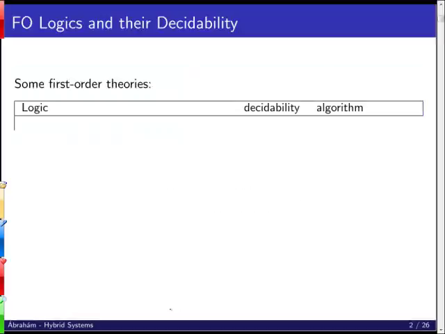So, decidability. We have already seen some first-order logic, for example, propositional logic. Is this logic decidable? My answer is very easy. Is it decidable? Yes, because how do we prove it? Trial and error.